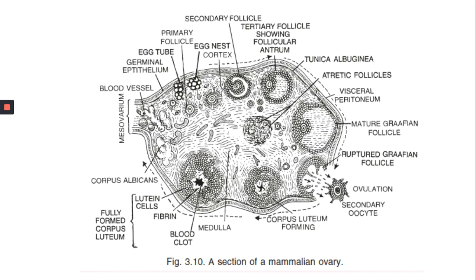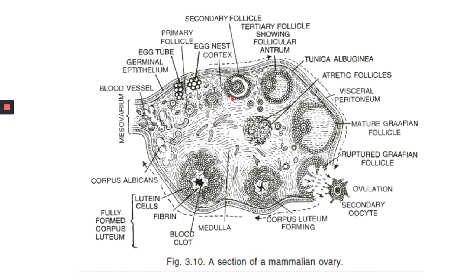No more oogonia will be formed after birth. So oogonia are basically the egg cells that are formed by multiple mitosis of these germinal epithelium. So you can see lots of oogonia over here. These are going to later on develop into the primary follicle. Okay. So oogonia divide into primary oocytes by mitosis.